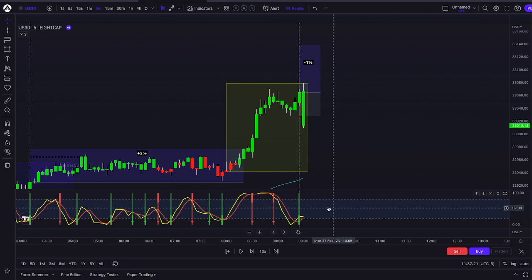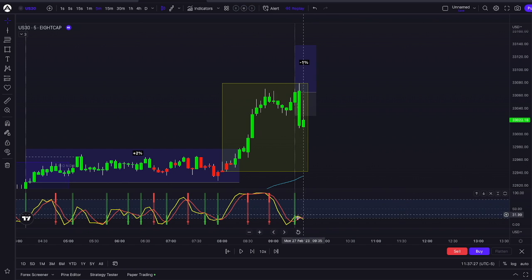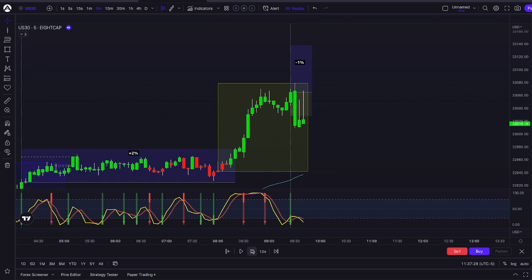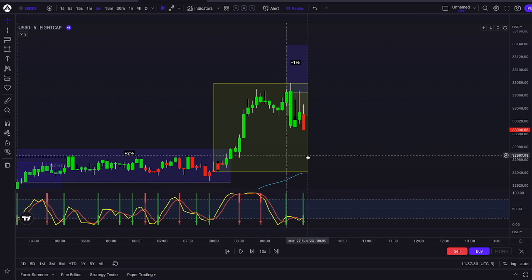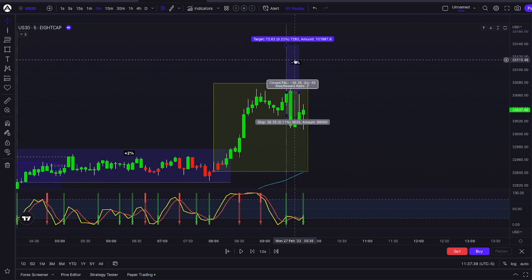Let's see if we get another entry opportunity, because the stochastic RSI is still below the 50 level. Let's continue. So we just got a bearish crossover. And maybe with that next candle, nope. We actually got an entry opportunity with that close, so this trade is over.